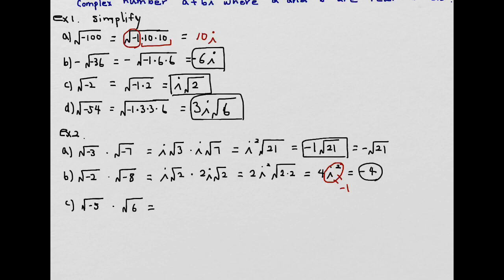Let's look at the next one. The first, the square root of -5, converted into the imaginary unit. Then do multiplication. Then you get i square root of 30. Can we simplify it any further? Nope. It means that must be it.